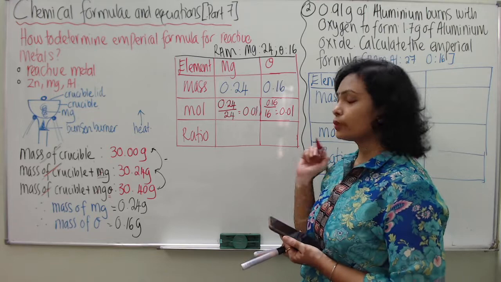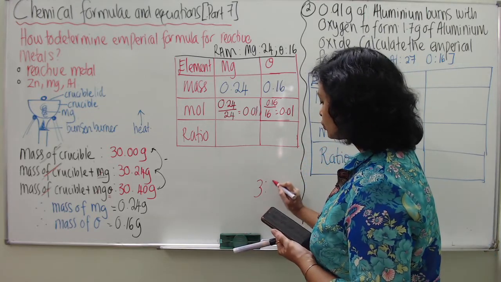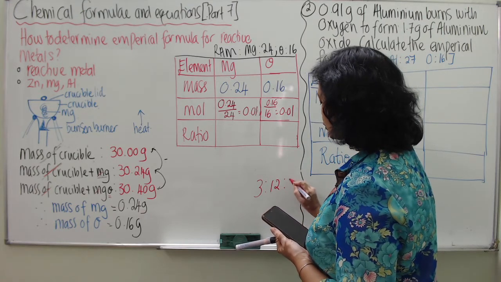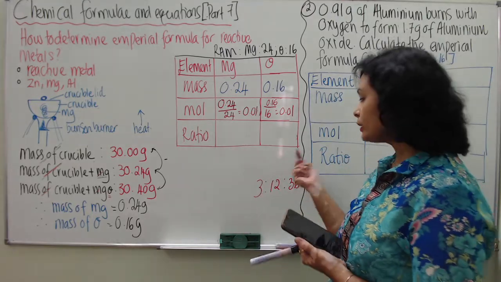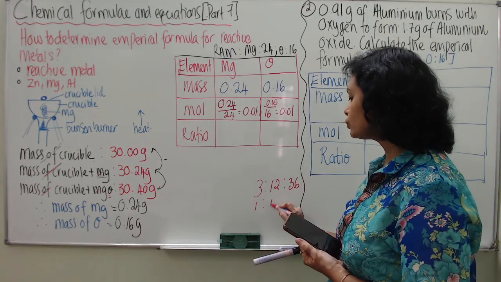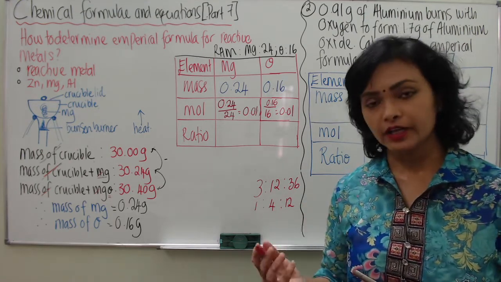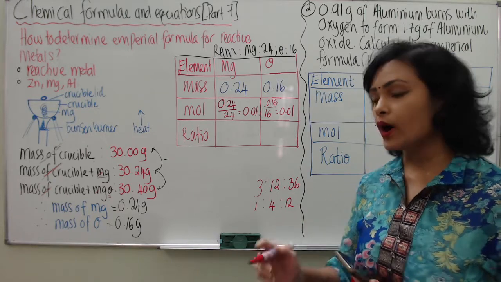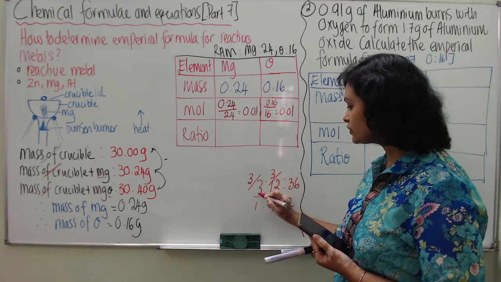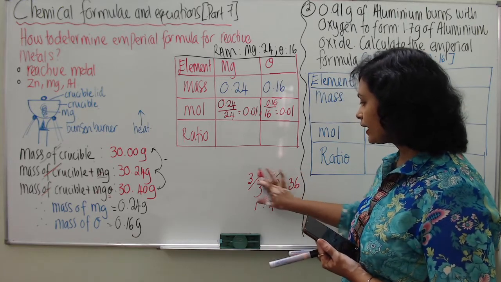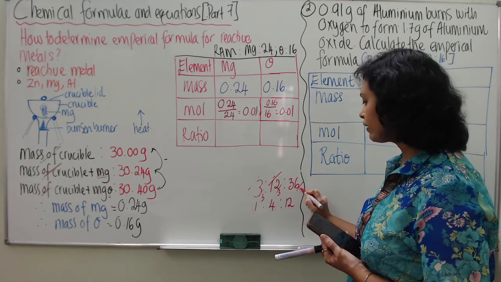Now let's go to ratio. How would we find the ratio? For instance, 3 ratio 6, 12 ratio 36. Just look at this. How would you find the ratio? Immediately, you know the ratio will be 1 to 4 to 12. How would you know it's the ratio of 1 to 4 to 12? Because I divided all these numbers by the smallest number, which is 3. Divide by 3, divide by 3, divide by 3.